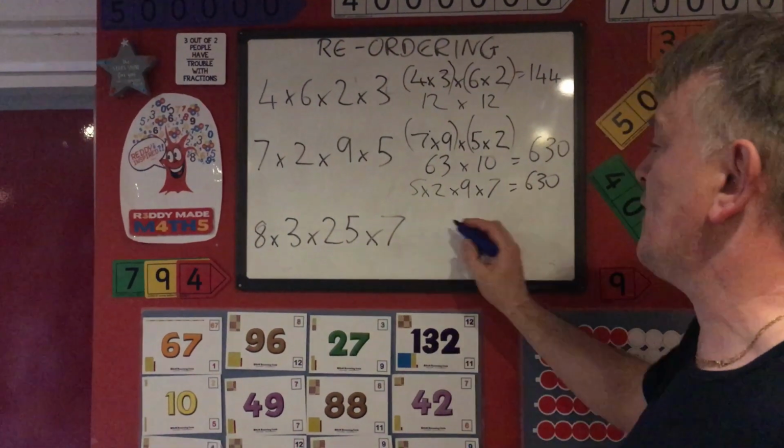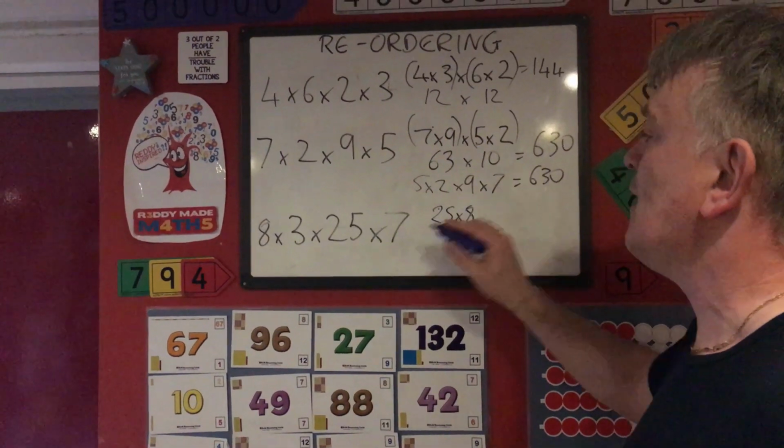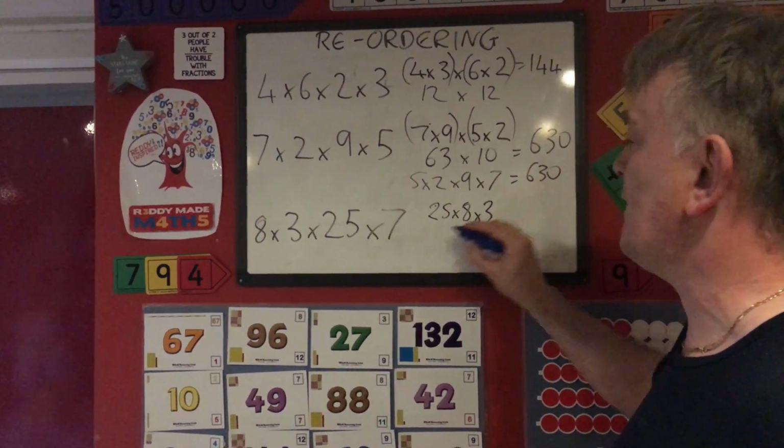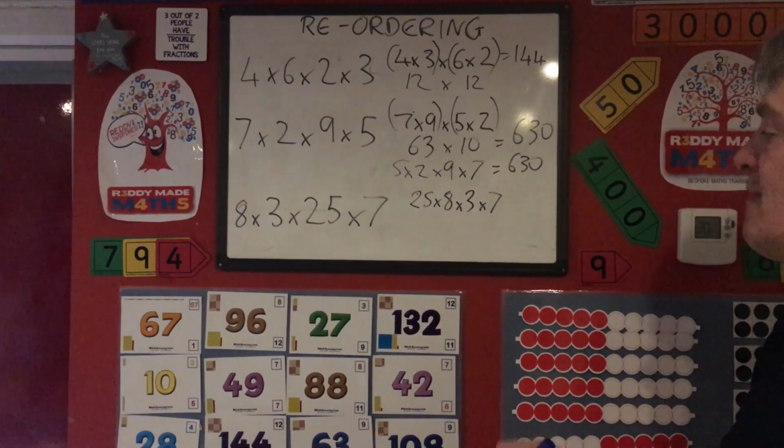So I'm going to start off with that. I'm going to do 25, multiply that by 8, then multiply it by 3, and then multiply it by 7. Let's see how that works. I'm not going to use brackets this time.